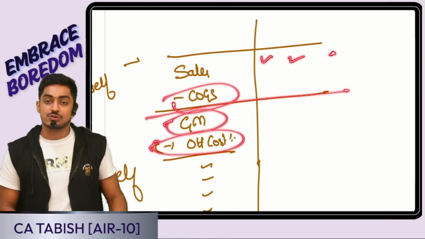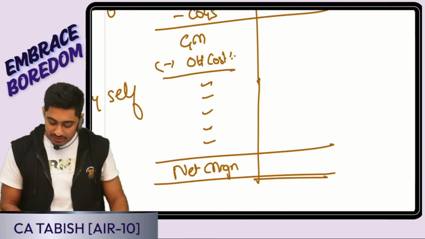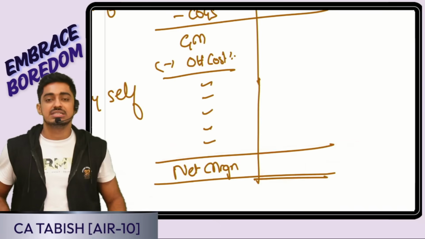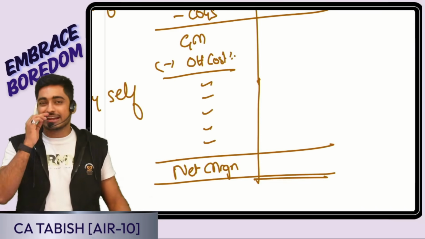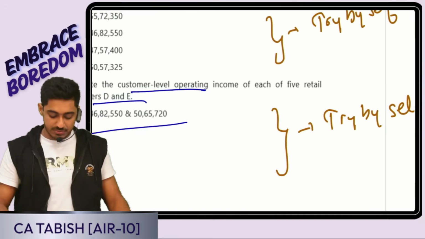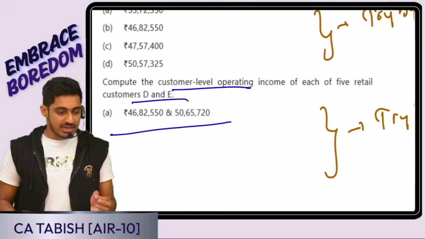From this, I'll have to reduce my overhead cost. 4-5 overhead costs are there. I will distribute them and arrive at the net margin. Is this clear, everyone? Only for the products they ask about will we do it. We did not calculate for everything again, because this is going to be an MCQ question. Is this clear, everyone? Perfect.